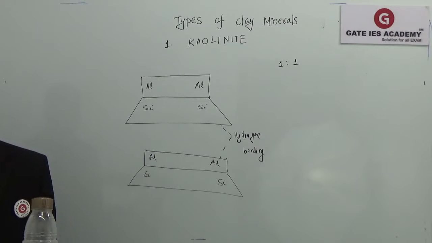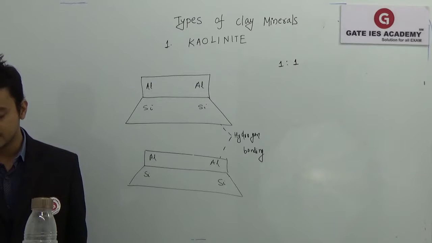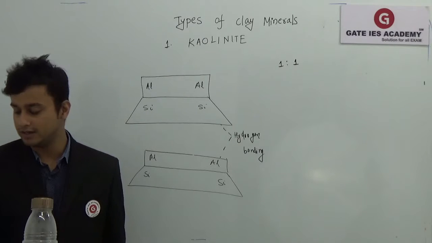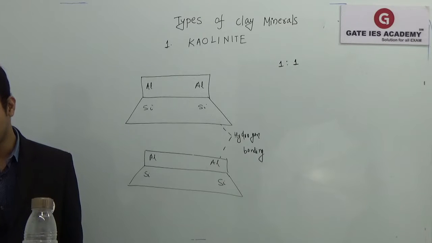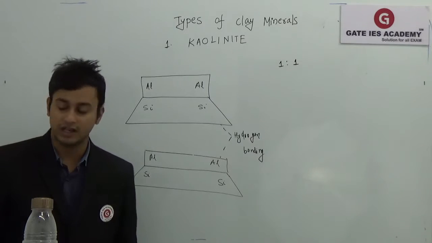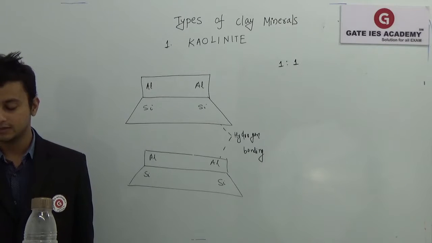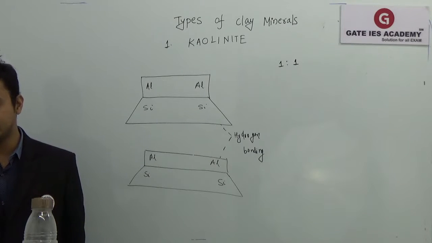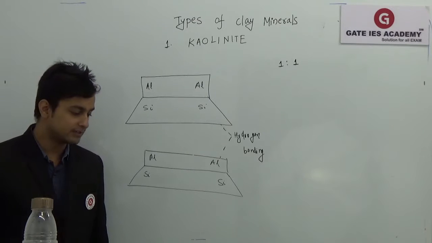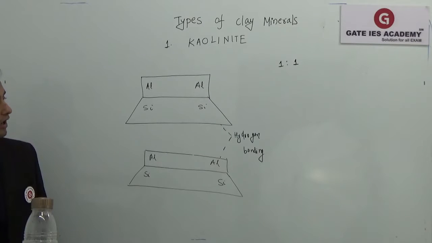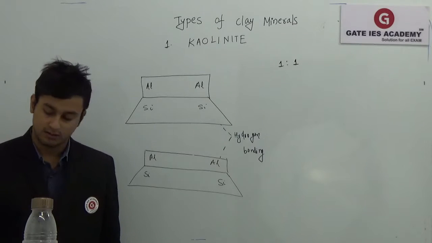Thus there is very little tendency in the internal layers to swell or to allow water. Full stop. Thus kaolinite is the least active mineral, because it does not swell.